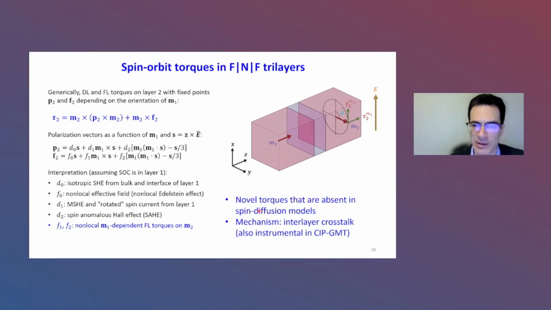And these torques are essentially absent in spin diffusion models, or at least they're expected to be very small. Now, as we'll see, these torques are actually possible and can be sizable, and they can result from interlayer crosstalk or mean free path effects. So essentially, electrons sampling both magnetic layers before getting scattered. This is a similar mechanism that is instrumental in the current in plane GMR, which is the effect that sort of started the spintronics field.